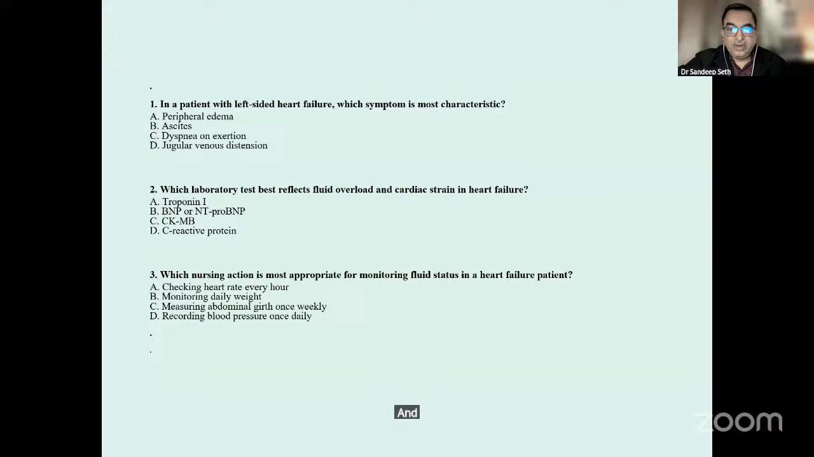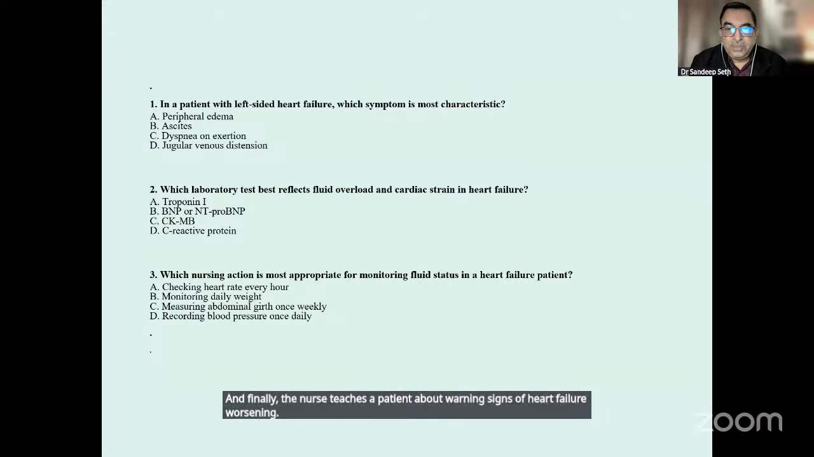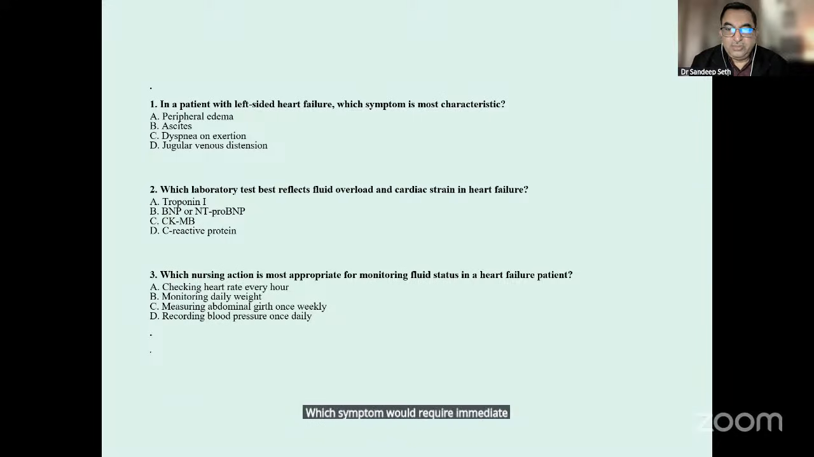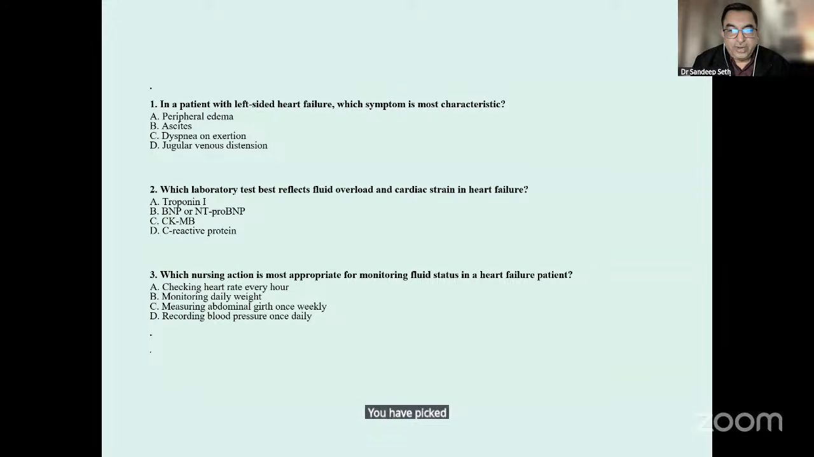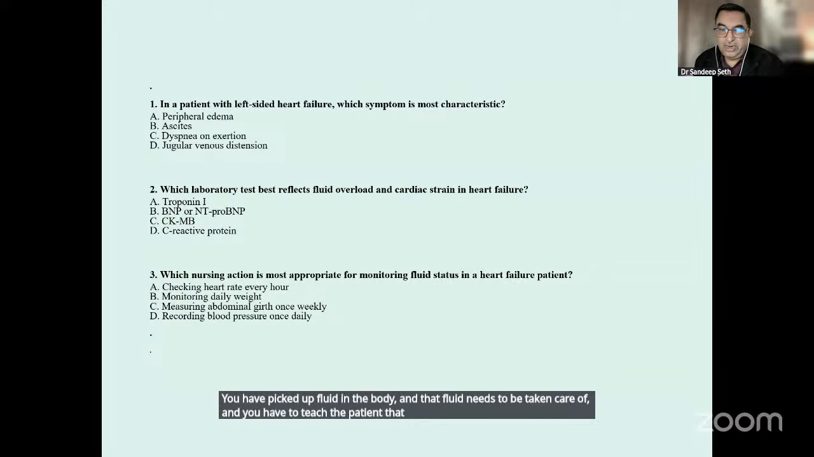And finally, the nurse teaches a patient about warning signs of heart failure worsening. Which symptom would require immediate medical attention? Most of you again have got it correctly. Weight gain: if you gain more than 2 kg in 2 days, then definitely you have picked up fluid in the body, and that fluid needs to be taken care of. You have to teach the patient that if you're gaining weight suddenly, go up on your diuretics.